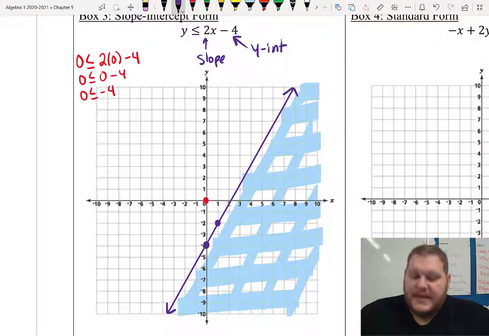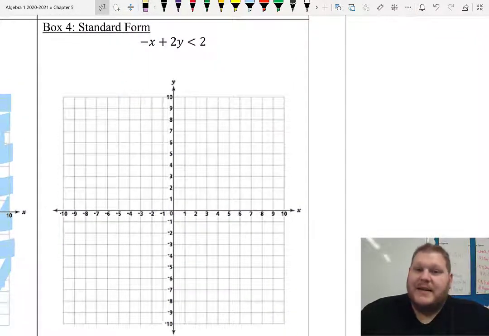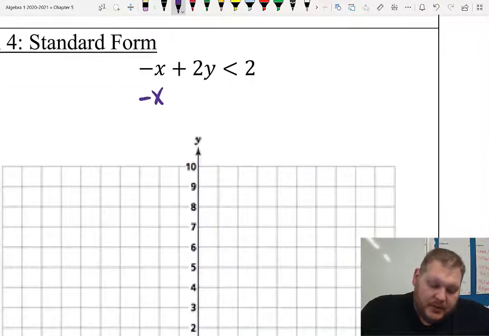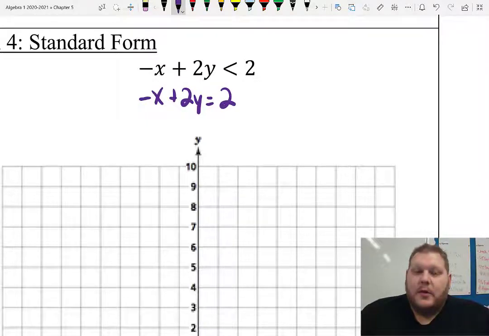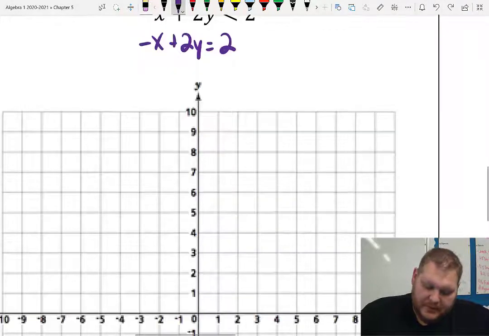All right. Last but not least, box number 4, we've got one that's looking like standard form. So once again, if I wanted to find my points for this, I've got my 2 different options. You could rearrange this so that it's in slope-intercept form to have your slope and your y-intercept. But this is also standard form. So if I wanted to, just so it's easier to visualize, replace that inequality with an equal sign. And then I can just do the boop method. Boop, cover that up. If 2y equals 2, that means my y-intercept is positive 1. So positive 1 for my y-intercept.